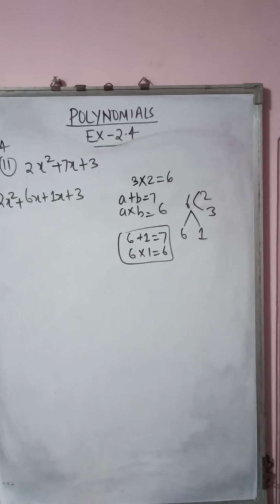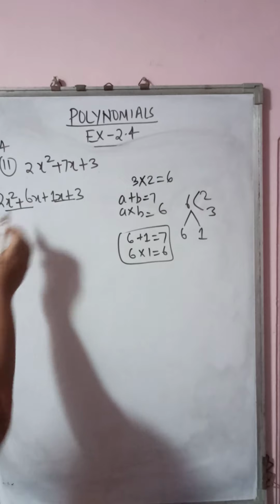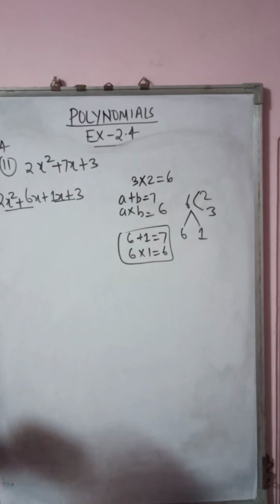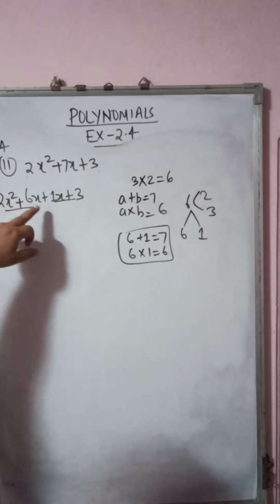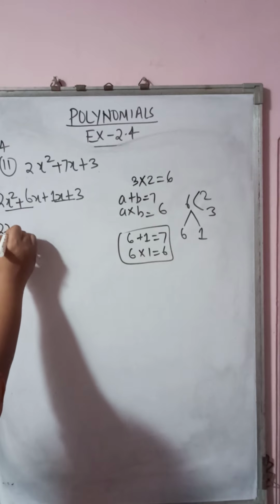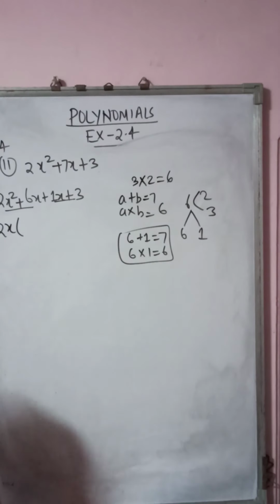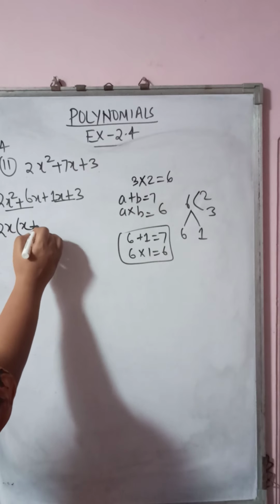Okay. Now again take out the common term. So 2x square and 6x. What is the most common number? 2, because 2 ones are 2 and 2 threes are 6. And among x square and x, most common means the same variable with the lower power you will take common. So x I will take common. So 2x I have already taken out. So what is remaining? 1x plus 2.